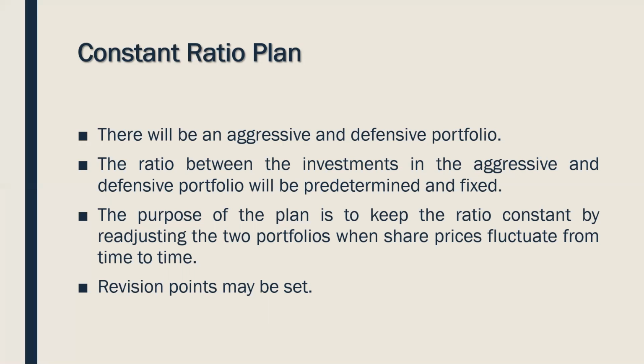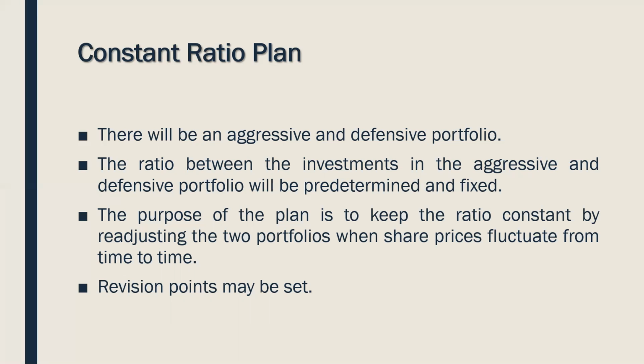But then suddenly the aggressive portfolio's value increased and it reached 52,000. So now we are holding 52,000 worth in the aggressive portfolio and 50,000 in the defensive portfolio. So the ratio has now changed. It has become different. It is not equal as we decided. So what will we do? 2,000 is the extra fund in the aggressive portfolio, right? It rose to 52,000. So what will we do?